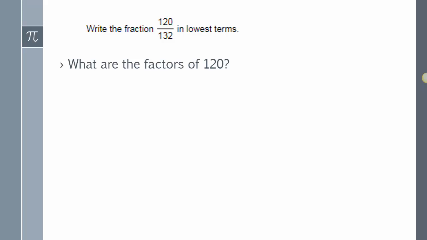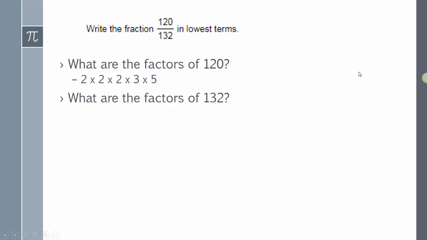So for 120, the factors become 2 times 2 times 2 times 3 times 5. And then notice they're all prime numbers, so we call it prime factorization. For 132, it's 2 times 2 times 3 times 11.